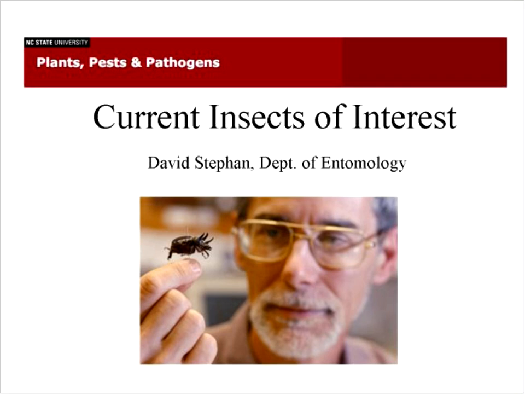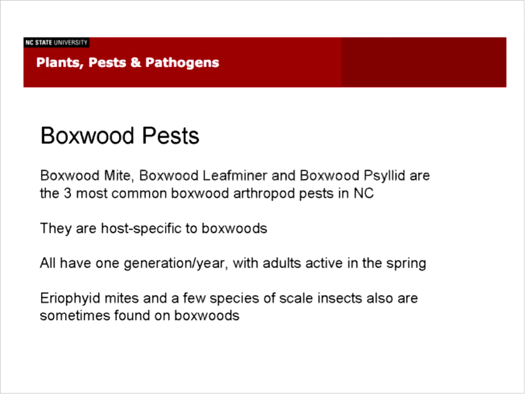Okay. I'm going to start by talking about boxwood pests. We have 3 species of arthropods that are common on boxwoods here in North Carolina. The 3 major pests are the boxwood mite, boxwood leaf miner, and boxwood psyllid. All 3 of these are host-specific to boxwoods. That means they're not going to attack any other plants. I've never even seen them on Pachysandra, which is a relative of boxwood.